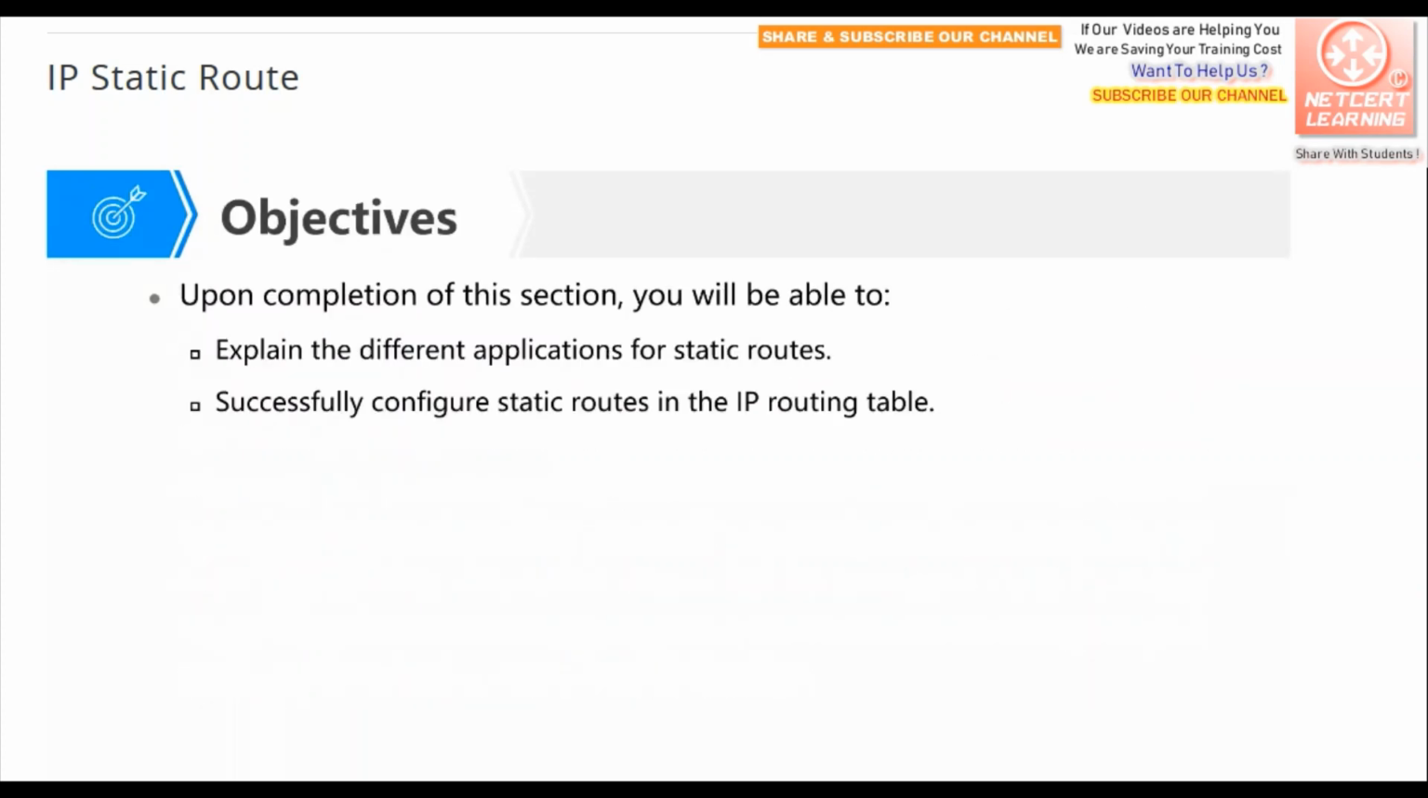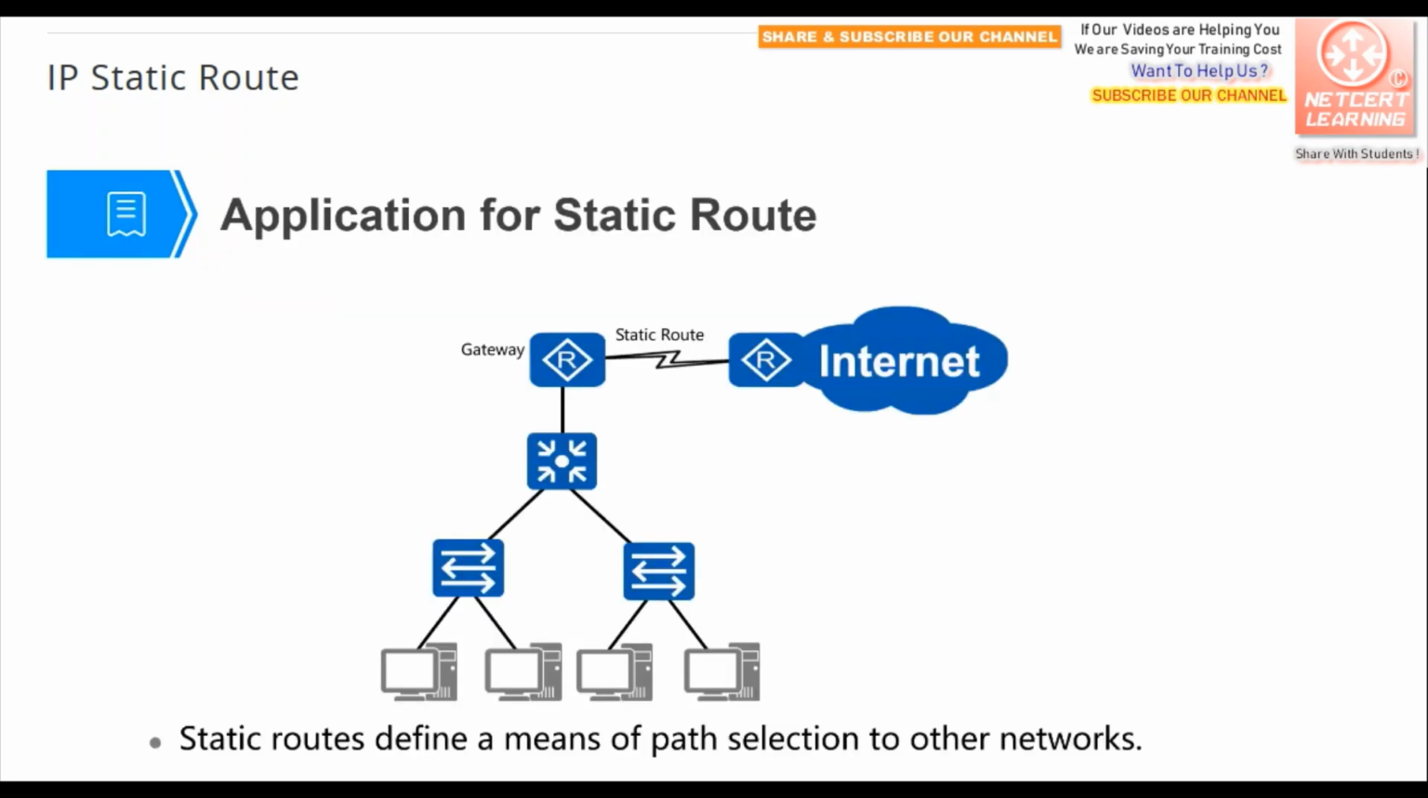Okay, and in this chapter, first we will explain where to use the IP static route, and then we will discuss how to configure static route and some features of the IP static route. This is a scenario that we can use static route. The static route is manually configured. It cannot be changed when the network topology changes. Such as in this network, there's only one connection between routers, so you can use a static route here.